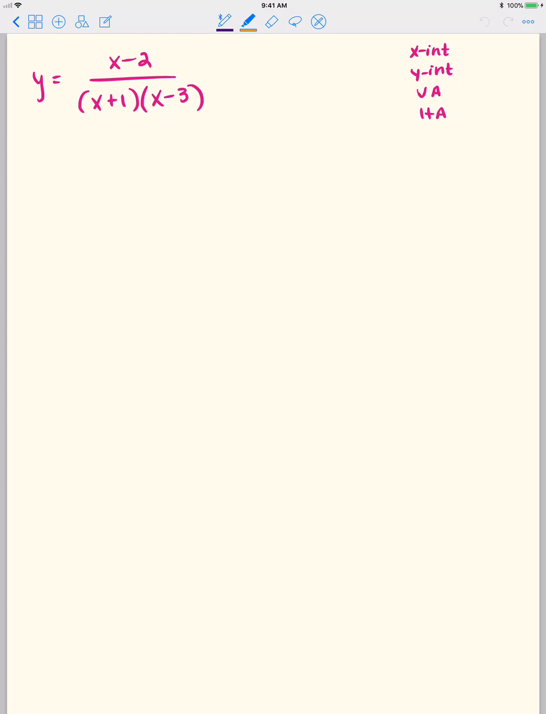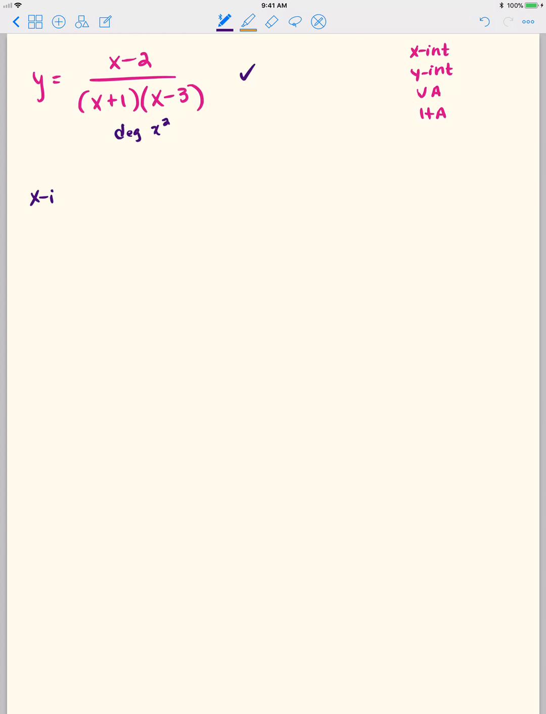All right, so for the first one, we have the function (x minus 2) divided by (x plus 1) times (x minus 3). It's already in factored form. It's polynomial on the top, polynomial on the bottom. The degree of the bottom will be x squared, but you don't need to multiply that out for right now.